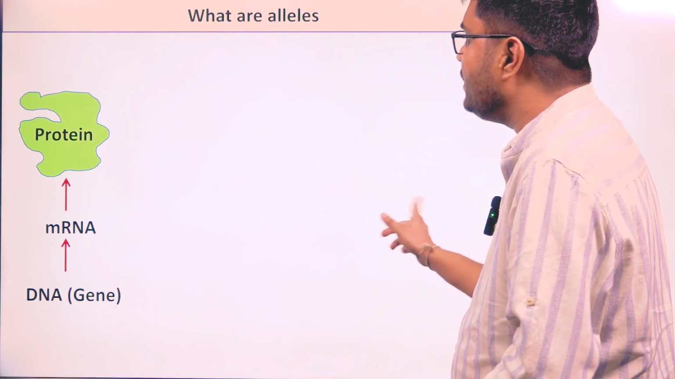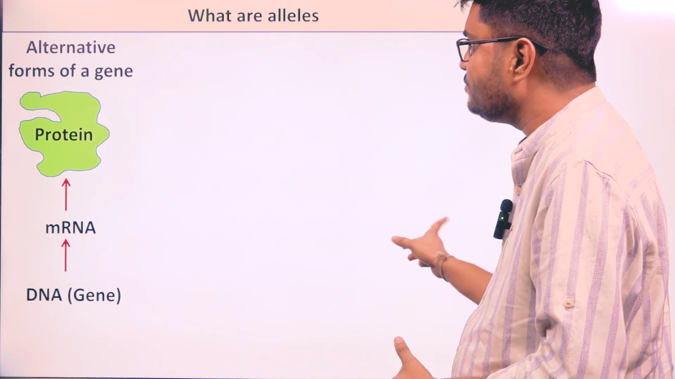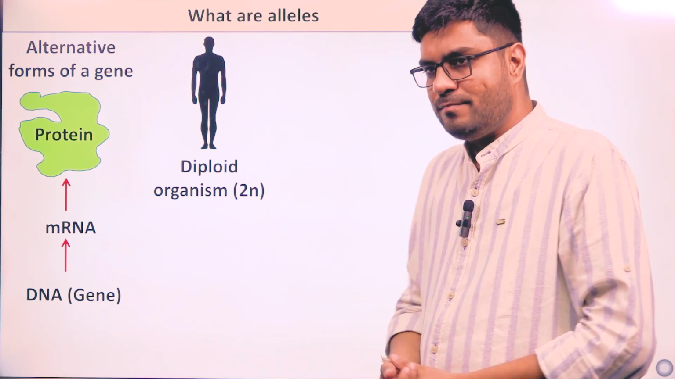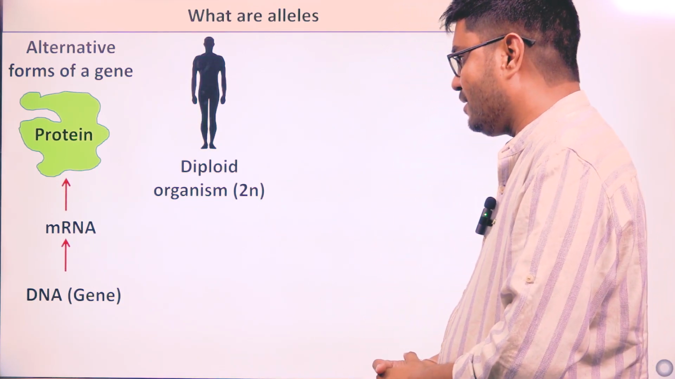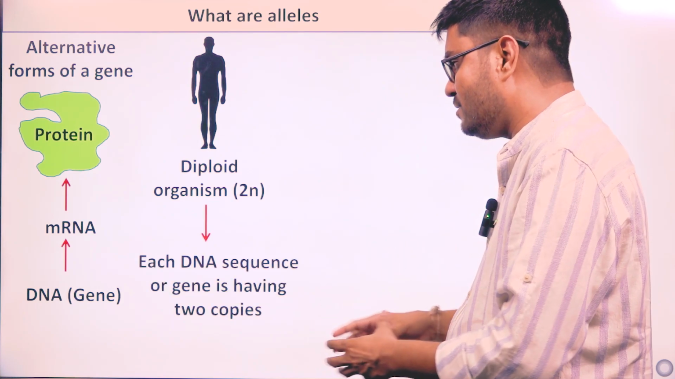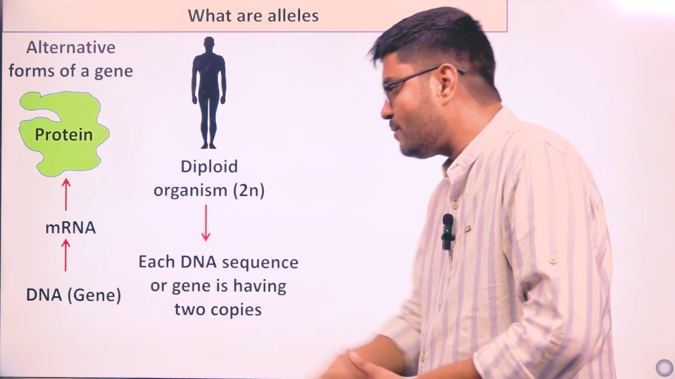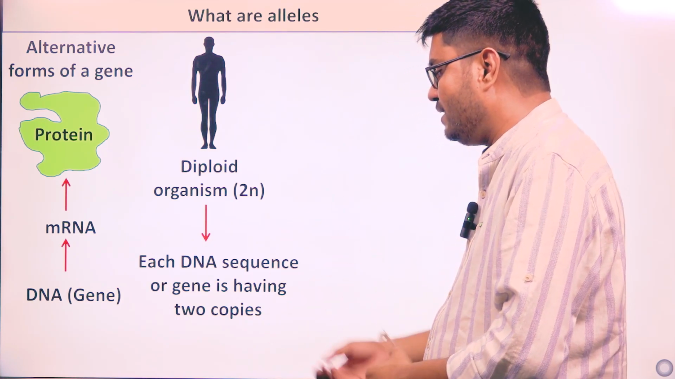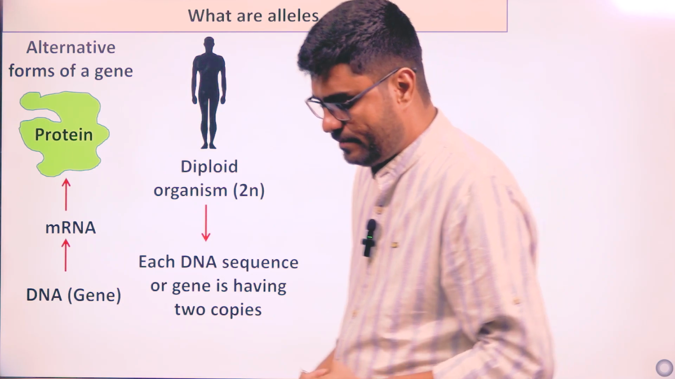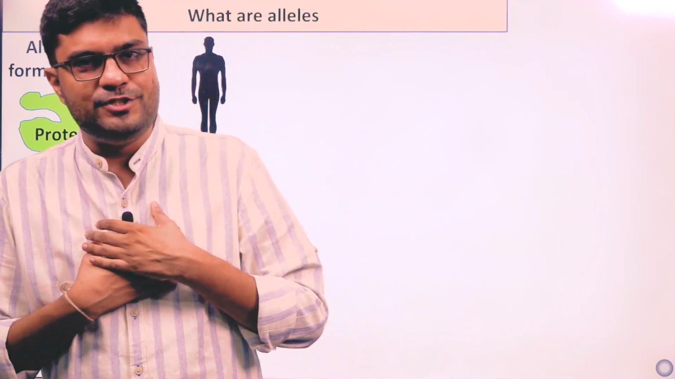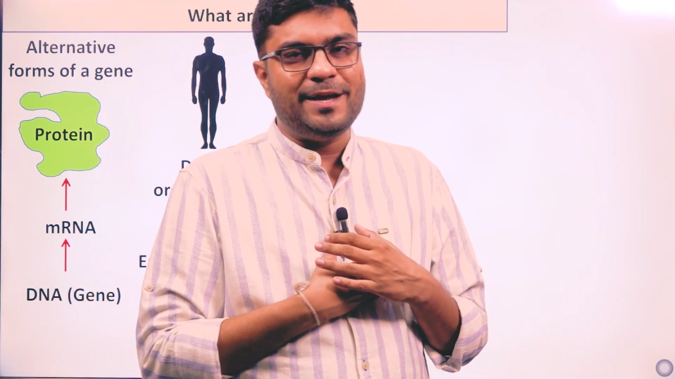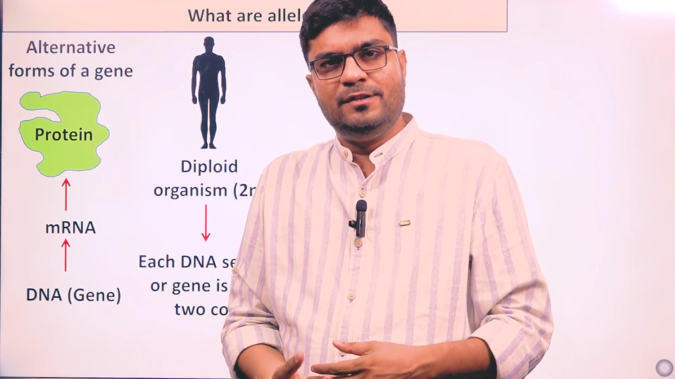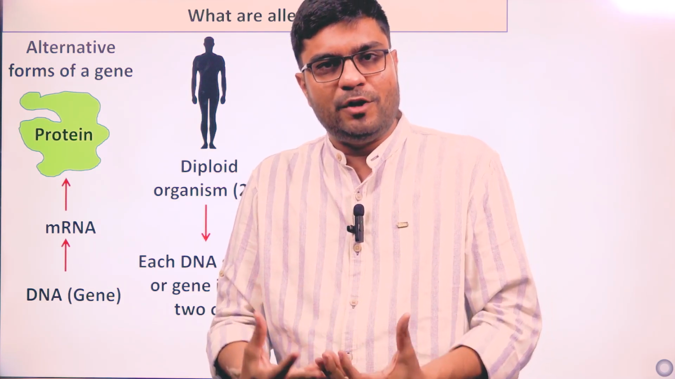If I take a diploid organism, that is a 2N organism. What do you mean by a diploid organism? A diploid organism where each gene or each DNA sequence or each fragment of DNA is having two copies, right? I am having the gene which is coding the enzyme hexokinase. How many copies I am having for that particular gene? Two. Okay, that's why I am a diploid organism.